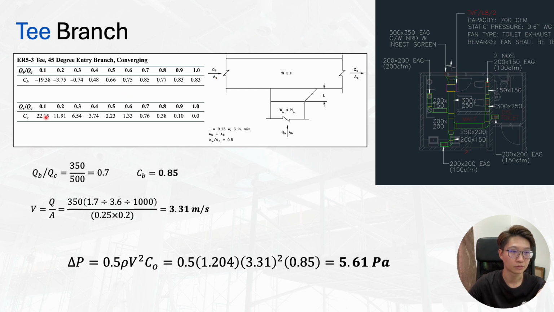Here I have two tables. The top one is the B one and the bottom one is the S one. We want to use this CB for the branch loss coefficient. Everything we just calculated from here. So QB, QC, it's the airflow. We just want to measure the airflow, B and C. B is at the branch and C is after merging. So 350, then after merging with 151 it becomes 500, so divide, 0.7, and our CB is 0.85. Again, apply the same thing, then we get the pressure loss.